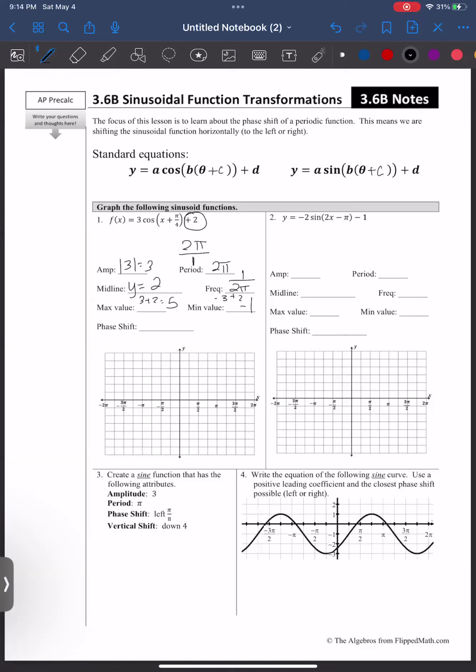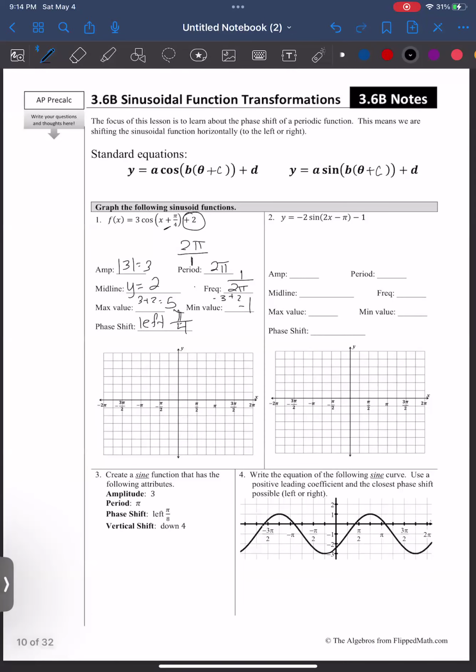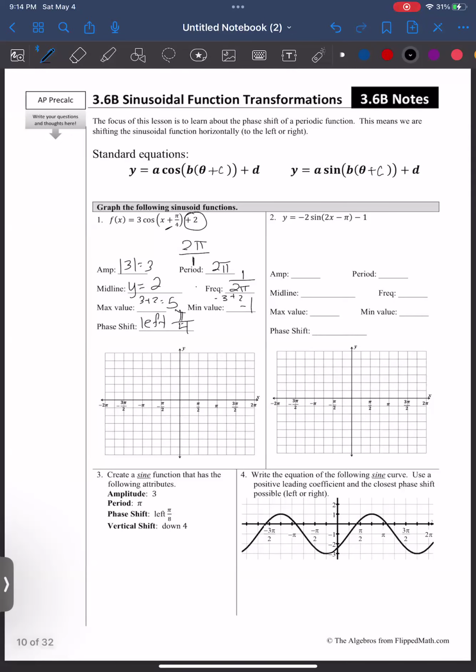Now the phase shift. So remember that if it's a plus, it's really to the left, and it's to the left by pi over 4, not 2. Pi over 4. Okay, so that's the example that I did with you all. So you will have to do the rest on your own. And that's actually the end of 3.6.